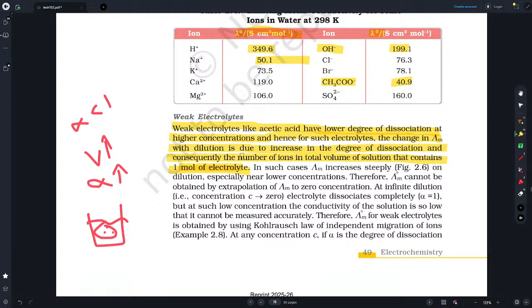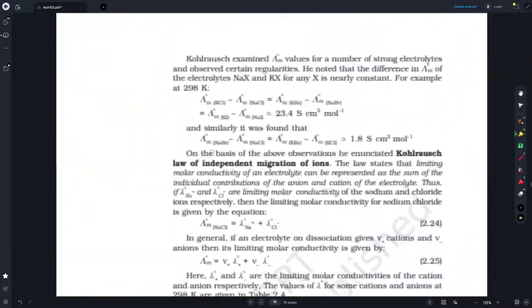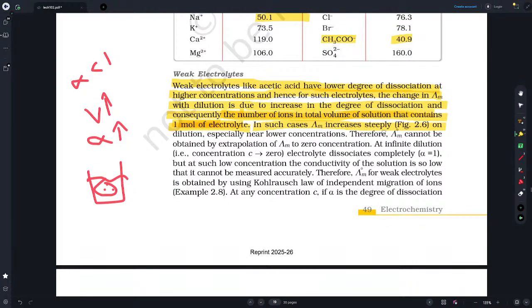The number of ions increases in the total volume of the solution that contains 1 mole of electrolyte. In such cases, molar conductivity increases steeply, and we saw the graph here, the rectangular hyperbola. That is the graph for weak electrolytes, and that is what they are mentioning, that molar conductivity increases steeply, Figure 2.6. On dilution, as volume increases, molar conductivity increases, especially near lower concentrations. Therefore, limiting molar conductivity cannot be obtained by extrapolation of molar conductivity to zero concentration.